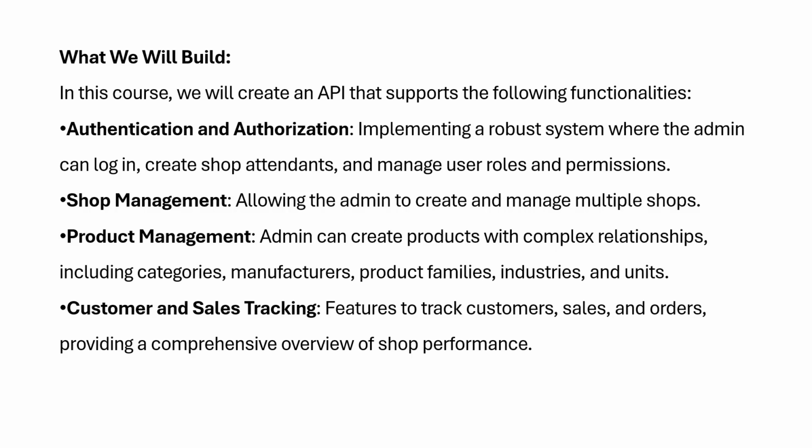Product management: the admin can create products with complex relationships, including categories, manufacturers, product families, industries, units. You know how it goes with creating a product. It has a lot of relationships. A product must have a category, manufacturer, family, industry, and units. Then we're going to look at customers and sale tracking, even with credit. There will be the concept of giving credit to customers and all that kind of stuff. So the API is really robust and advanced.